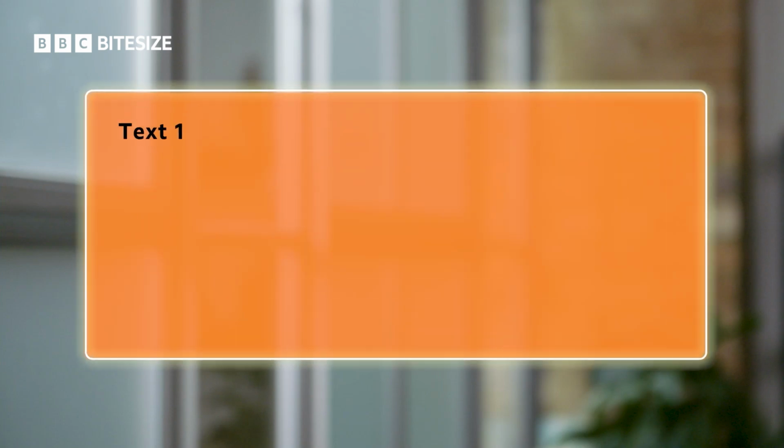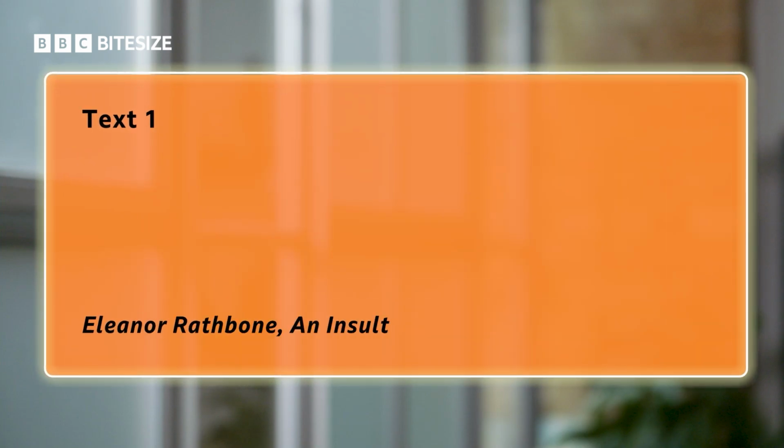Let's take a look at two sample texts, both written to give an opinion about women's role in society. Text 1 is taken from a speech delivered to Parliament in 1945.